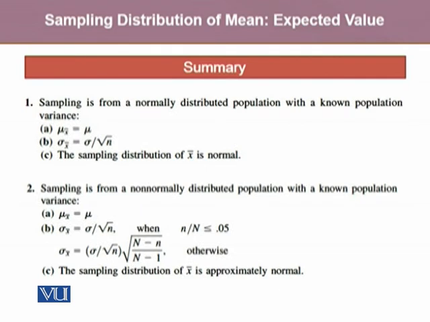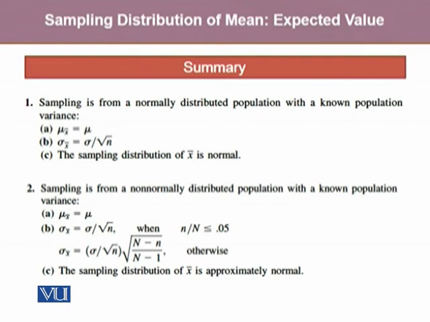In summary, if the sampling is from a normally distributed population with a known population variance, mu x bar equals mu, sigma x bar equals sigma over root n, and the sampling distribution of x bar is normal. But if it's from a non-normally distributed population, then mu x bar equals mu and sigma x bar equals sigma over root n when the population is pretty large and the sample is very small.